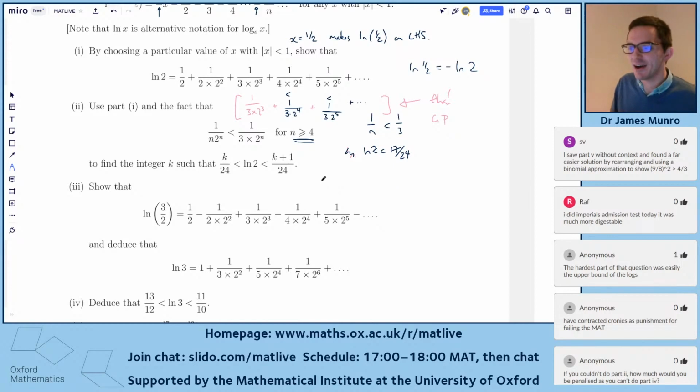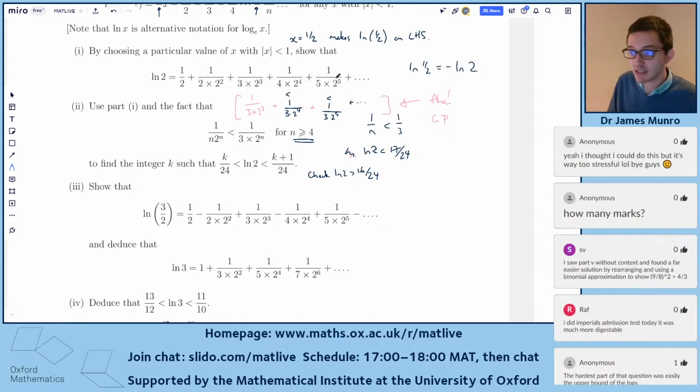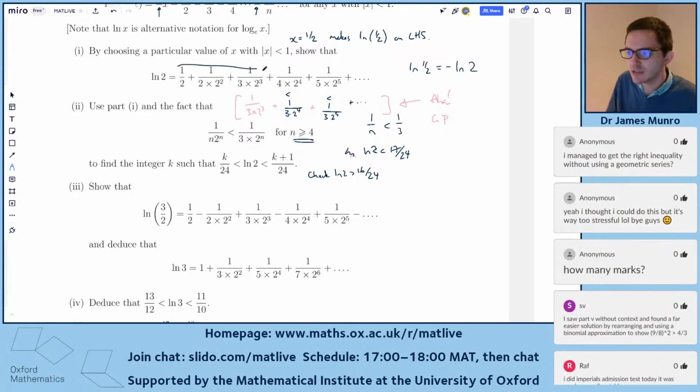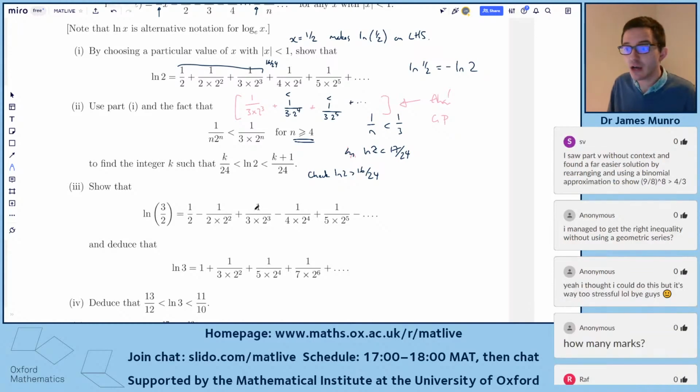Okay. I suppose we should also check that log 2 is bigger than 16/24. We could go and do clever stuff with exponentials, or we could look at part 1 again. If you look at part 1, this is a sum that's adding together lots of things that are all positive. If you just add together the first few terms, I think if you add the first 3 together, you get up to 16/24. Then there are some more terms afterwards that are all positive. Managed to get the right inequality without using a geometric series.